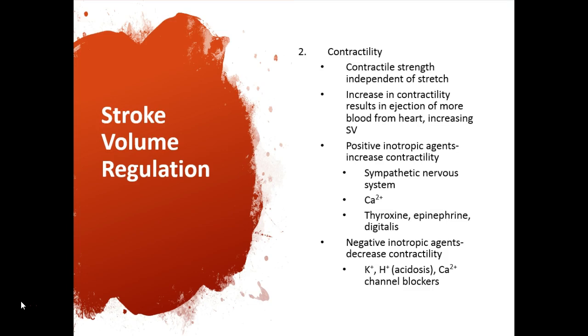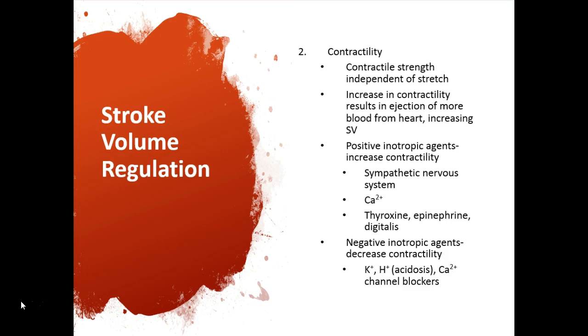The second factor that influences stroke volume is the contractility of the myocardial muscle cells. That's the strength of contraction, regardless of what the preload is. So if something increases contractility, we refer to those as positive inotropic agents.